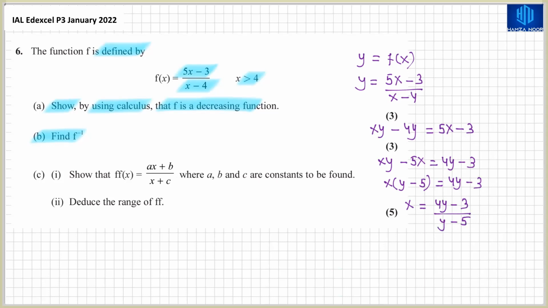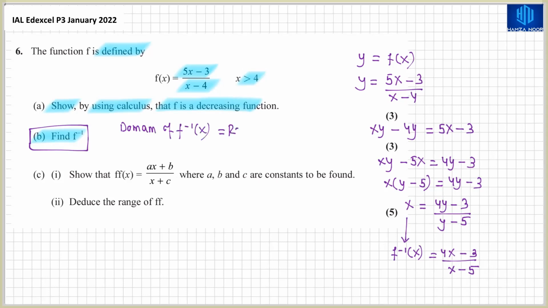Now the last step would be, in place of x, you write f inverse(x), and in place of y, you substitute x. Therefore, f inverse(x) = (4x - 3)/(x - 5). All right. And now you need to tell the domain of this inverse function as well. As you know, the domain of f inverse is basically the range of f(x).